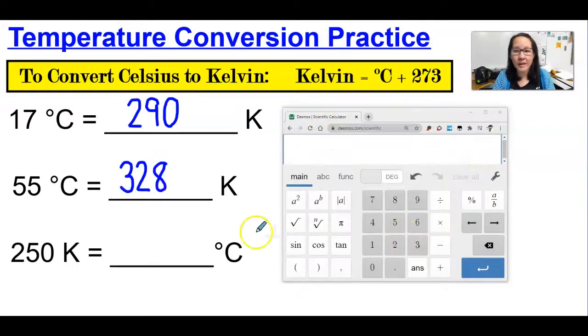Finally, if we want to do the reverse, take Kelvin and turn it back into Celsius, we'll just do the opposite. We'll take the Kelvin temperature, 250, and this time subtract 273, and then that answer is my answer in Celsius, in this case, negative 23 degrees Celsius.